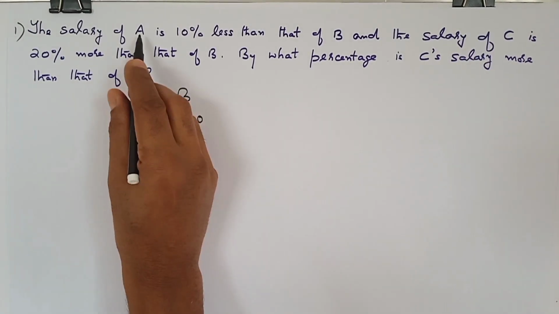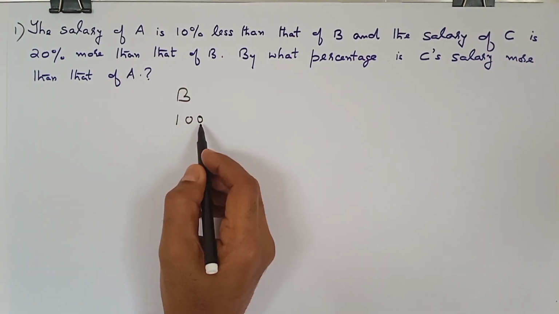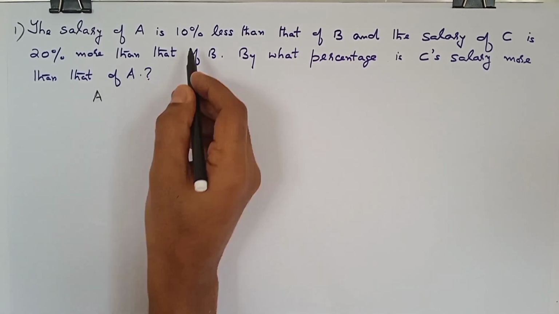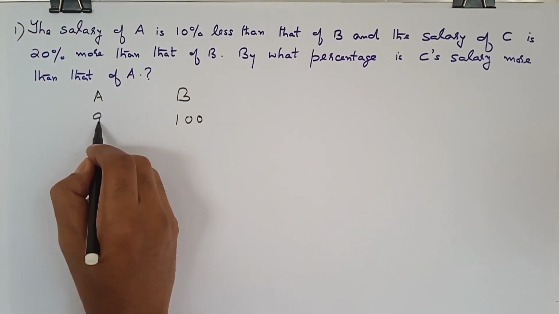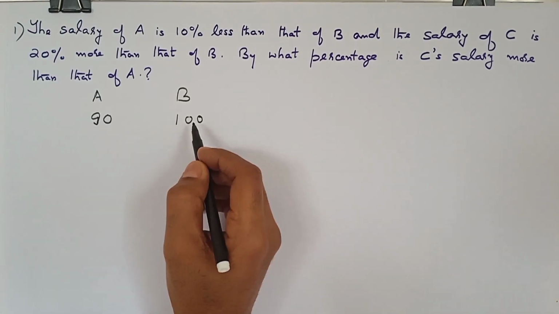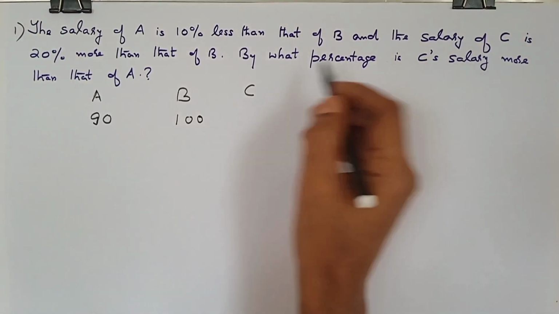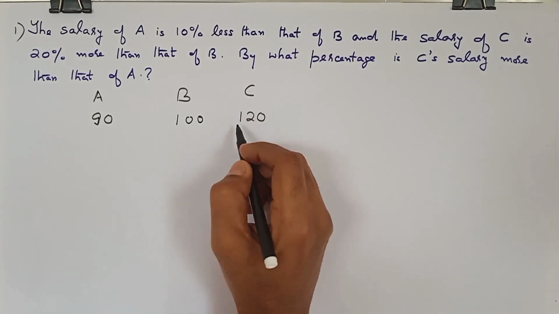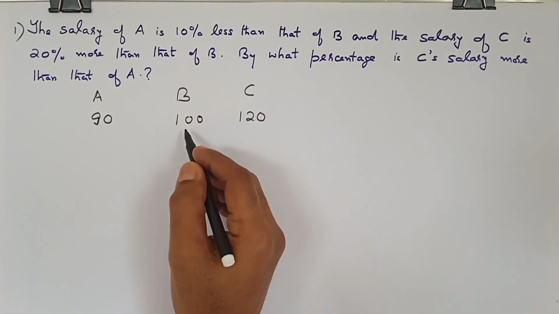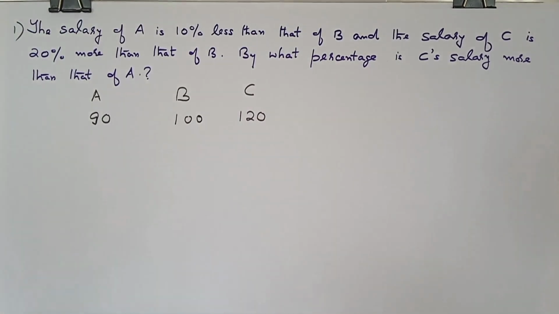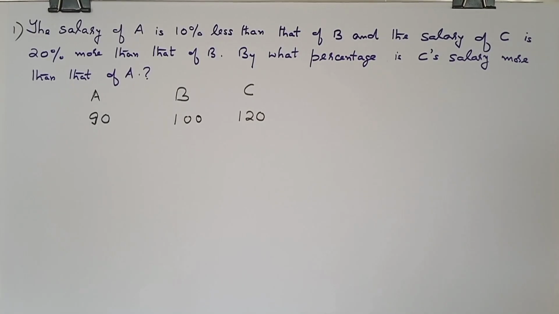Okay. Then on the basis of B being 100, what would be the salary of A? Given to be 10% less, that means A's salary will be 90 if B's salary is 100. And what about C? Given to be 20% more than B, obviously that will be 120. Look at this. On the basis of this assumption, we are able to calculate the other two salaries faster. That's the only reason we choose B as 100.